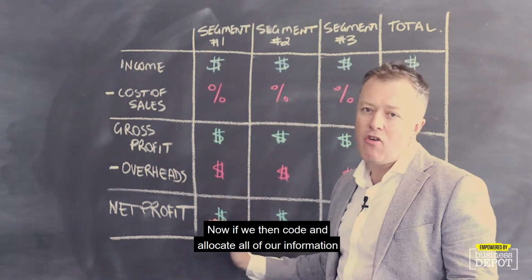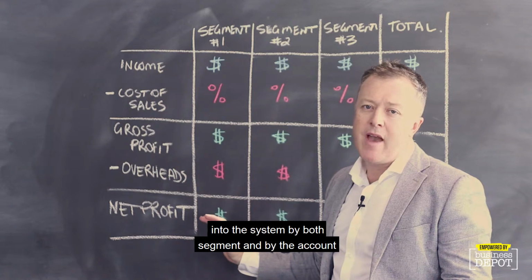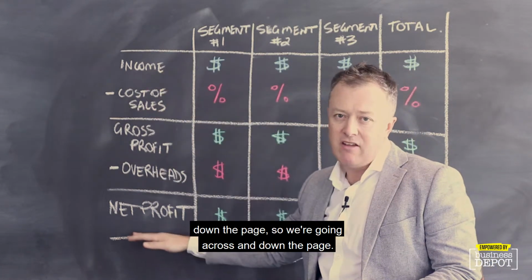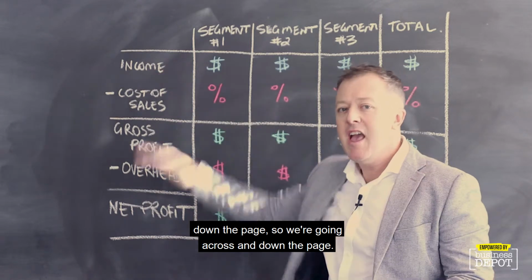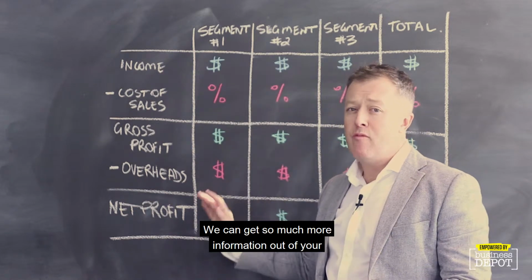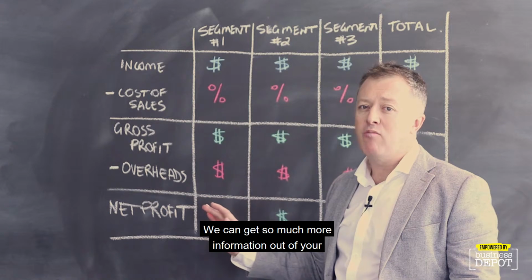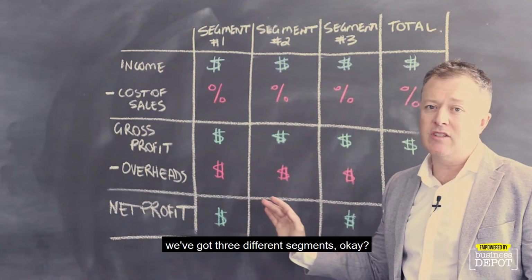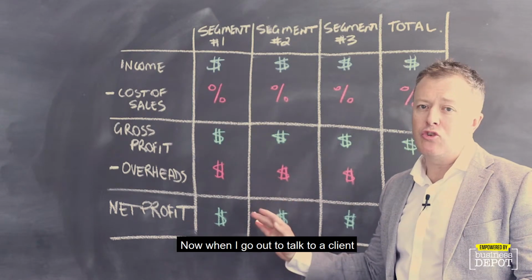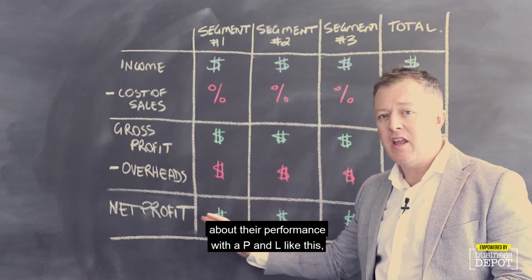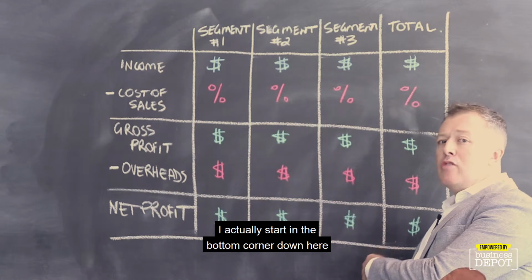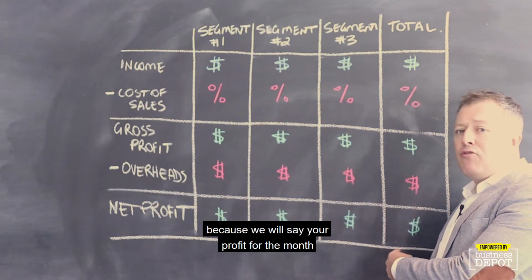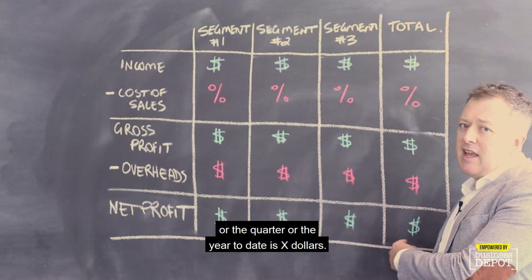Now, if we then code and allocate all of our information into the system by both segment and by the account down the page, so we're going across and down the page, we can get so much more information out of your profit and loss statement. So for example, in this situation, we've got 3 different segments. Okay? Now, when I go out to talk to a client about their performance with a P&L like this, I actually start in the bottom corner down here, because we will say your profit for the month or the quarter or the year to date is X dollars.